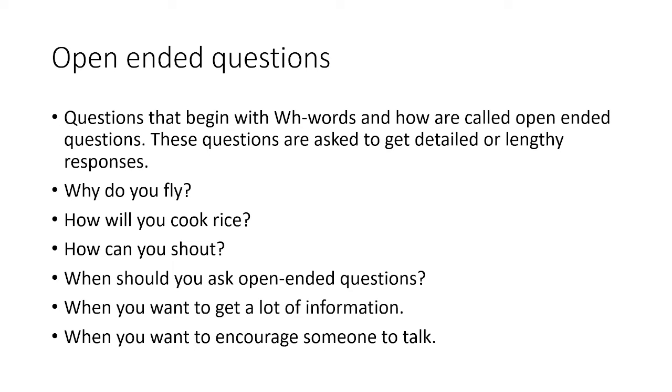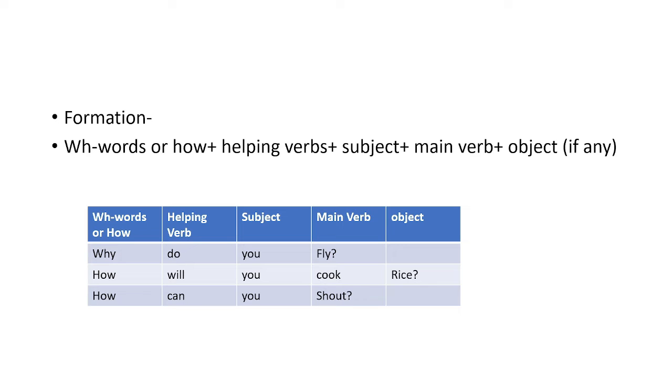Open-ended questions are questions that begin with WH words and how. These questions are asked to get detailed or lengthy responses. For example, why do you fly? How will you cook rice? How can you shout? So notice that the responses to the questions above are bound to be lengthy. When should you ask open-ended questions? When you want to get a lot of information, when you want to encourage someone to talk, then you can use open-ended questions.